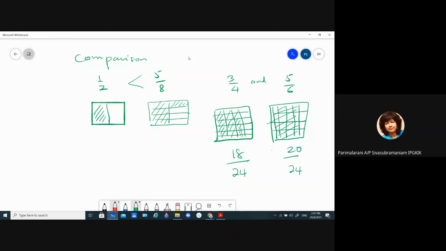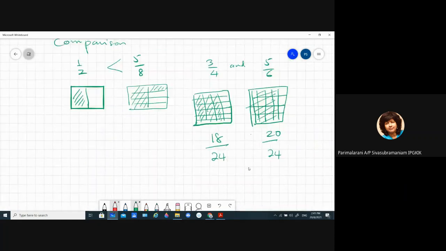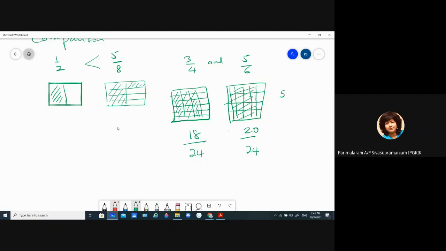Okay, so we can see that 5/6 is equals to 20/24, and 3/4 is equals to 18/24. Okay, so therefore, since 20/24 is greater than 18/24, therefore 5/6 is greater than 3/4. Okay, so here we have used the concept of equivalent fractions to compare fractions using the area model.